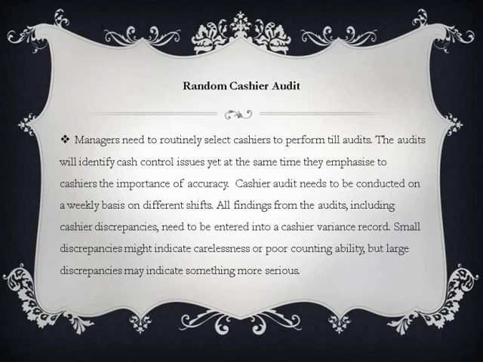Random cashier audit. Managers need to routinely select cashiers to perform till audits. The audits will identify cash control issues, yet at the same time they emphasize to cashiers the importance of accuracy. Cashier audits need to be conducted on a weekly basis on different shifts. All findings from the audits, including cashier discrepancies, need to be entered into a cashier variance record. Small discrepancies might indicate carelessness or poor counting ability, but large discrepancies may indicate something more serious.